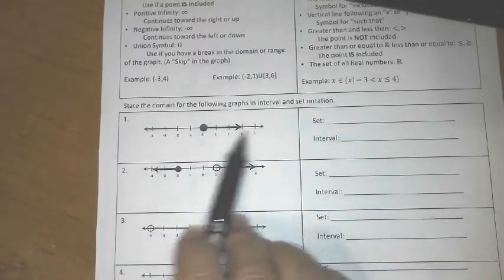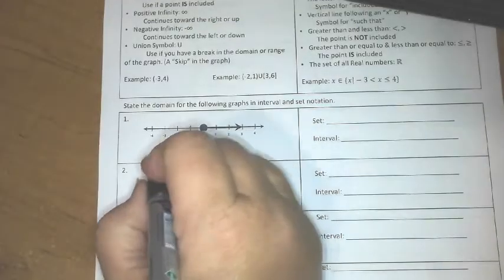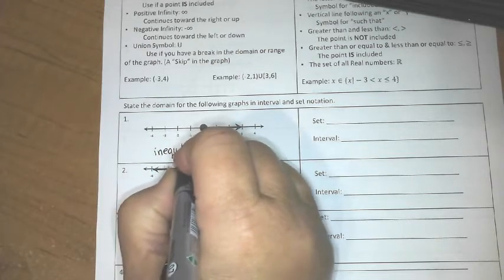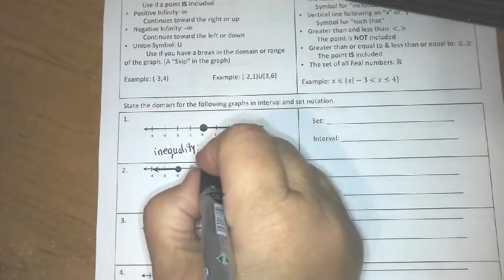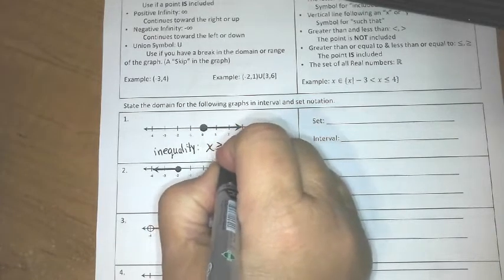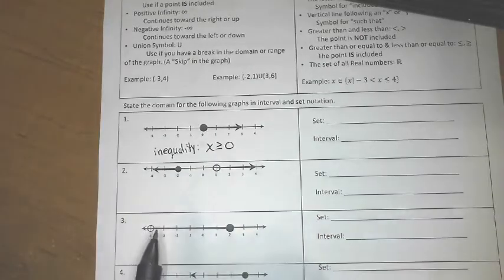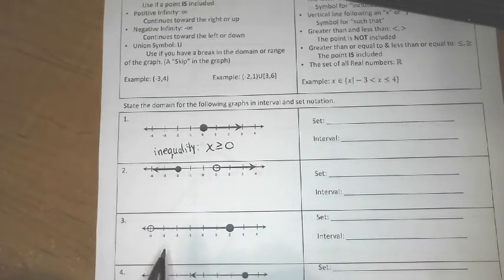So first, if you look at this number line, and you were going to write this in inequality notation, which is an additional notation we have to know. Inequality notation. You would say that this graph represents x is greater than or equal to 0, because 0 is the circle's colored in, so it's equal to. That's your inequality notation. That's probably one you're really familiar with.